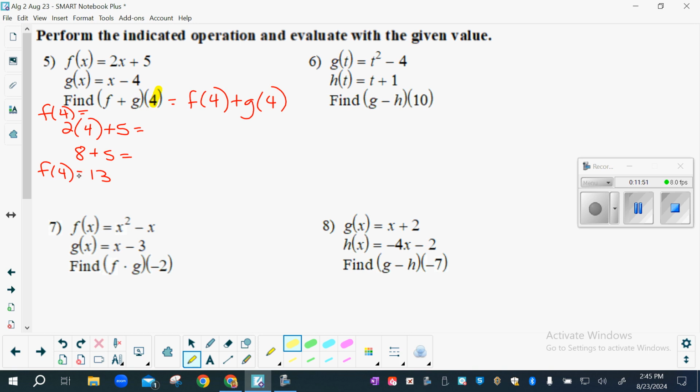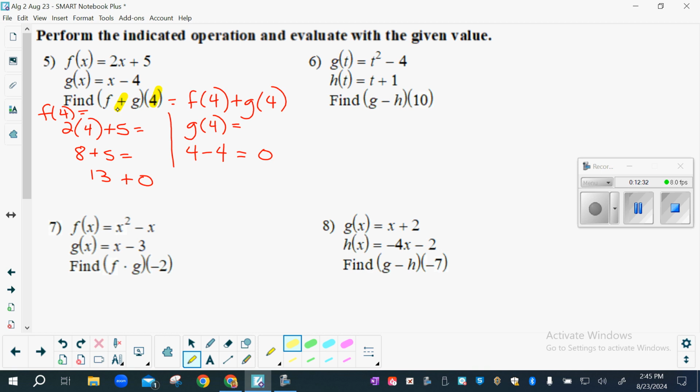And then we're going to find g of 4. So how do we find g of 4? Yeah, we're going to put the 4 in the g function, which would be 4 minus 4. So we're putting the 4 in place of the x. 4 minus 4, and what's 4 minus 4? 0. So this is 13 plus 0. So f of 4 gives us 13, and then we're going to take the 13 plus 0 at the very end because it's an addition.